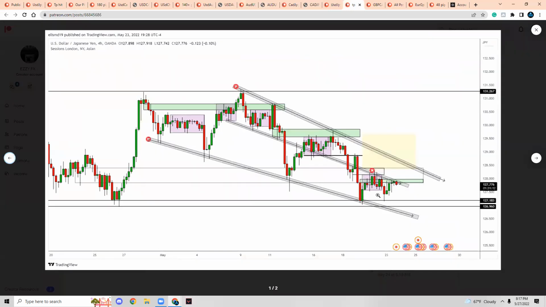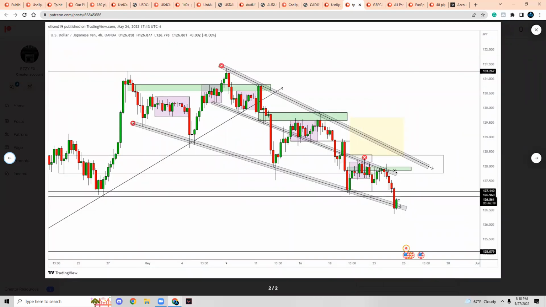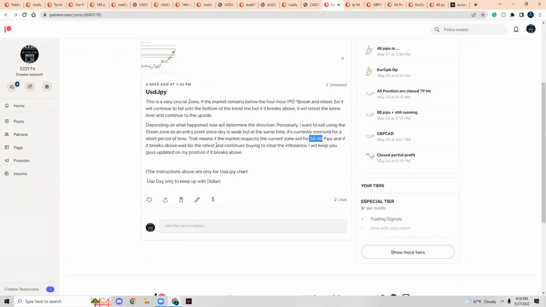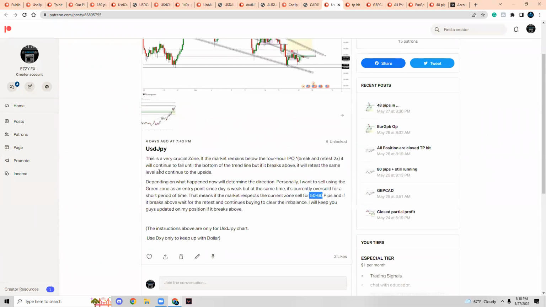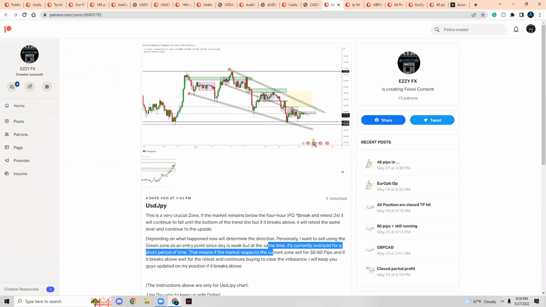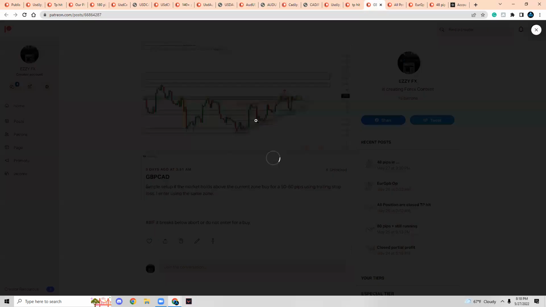The reason I made 140 pips is because I didn't close my trade at 50 pips. I was looking to capitalize on the entirety of the trade, and as you can see, all the way to the bottom of the trend line. I didn't mention to go to the trend line, but again, 50, 60 pips should be enough for a trade like that. Okay, next up, we have GBP CAD.